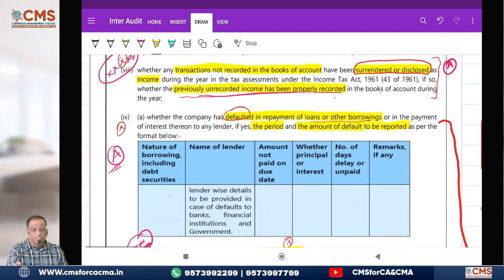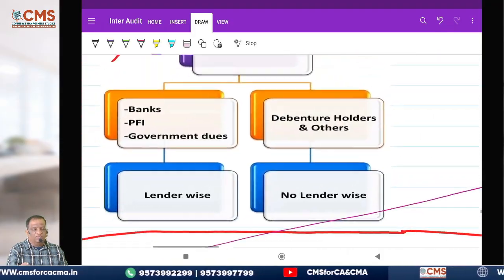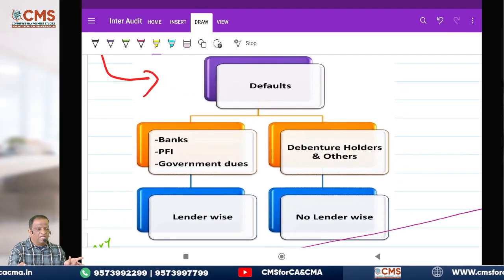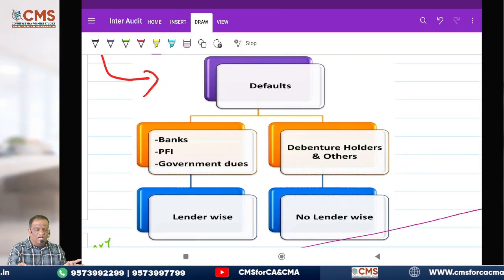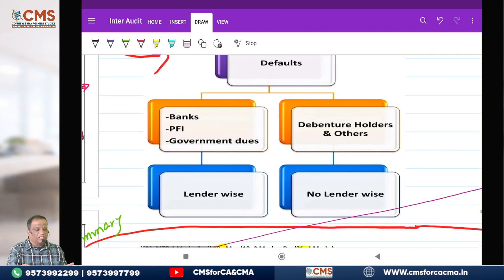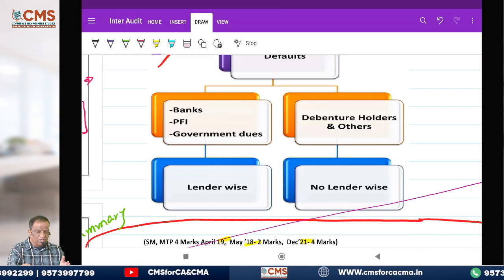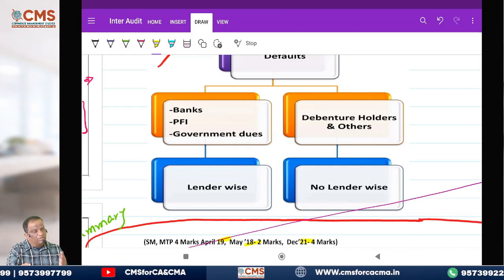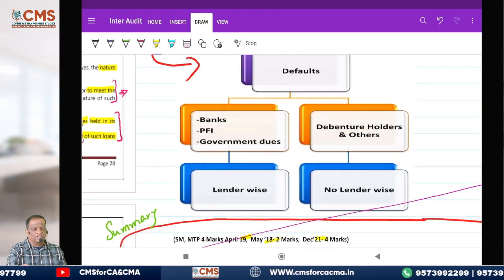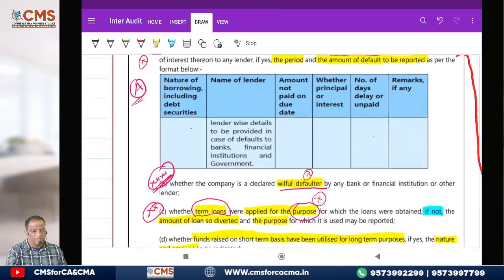Then the 9th point is all about defaults. Defaults to whom? Defaults to two sets of people. One set is banks, PFIs and government dues. The other set is the debenture holders. Wherever there are defaults, the auditor should disclose lender-wise details for the first three. But for debenture holders, since the debentures could be many in number, lender-wise details are not required. Otherwise, a disclosure to that extent is required for compliance.